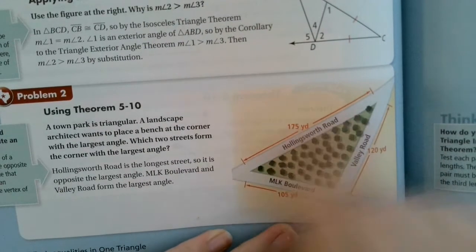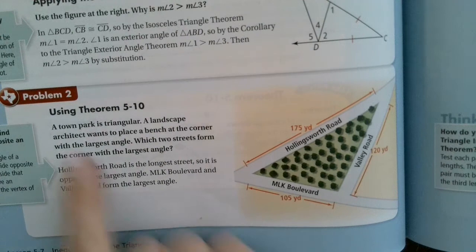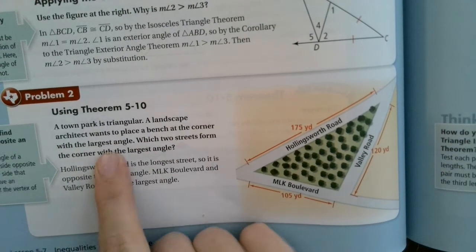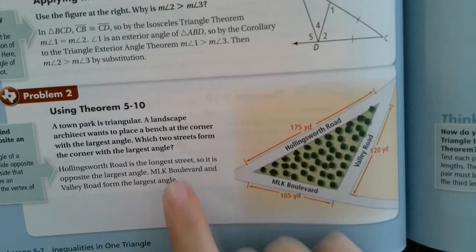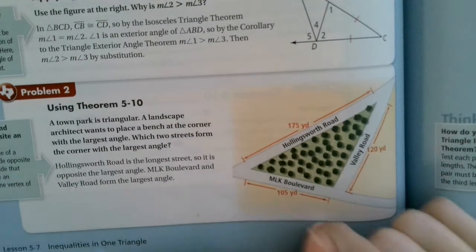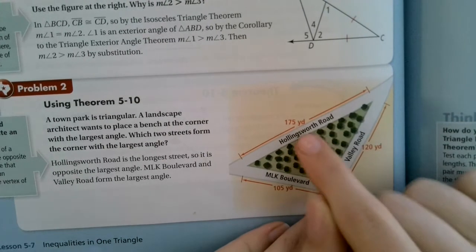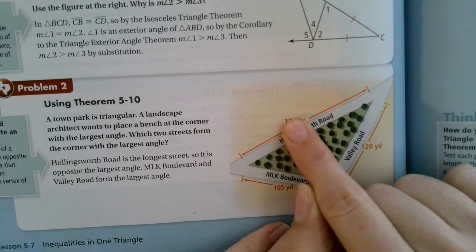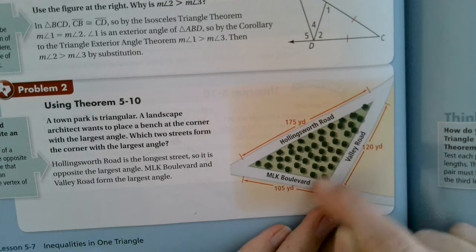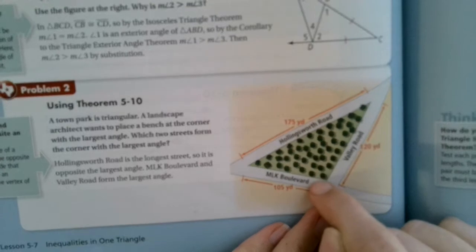So we have these rows right here with their lengths. And so what we do here is I said it's triangular. The architect wants to place a bench at the corner with the largest angle. So here's the thing. We know what each one of these sides are. So which one's our longest side? Well, very clearly that's Hollingsworth Road. So what our theorem tells us is that the biggest angle is opposite of that side. So it's going to be on the corner of MLK and Valley. So this is going to be the biggest angle.